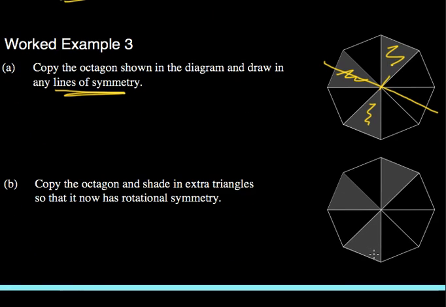And the final part of this video, we have to shade in an extra triangle so that it has rotational symmetry. And you may be able to spot that if I didn't shade any of the triangles, if I rotated it, how many times would it be the same in 360 degrees? It's just once. So we need to make it have a rotational symmetry of more than one, and I can do that by shading this one in. In that case, it would give me a total of 4.